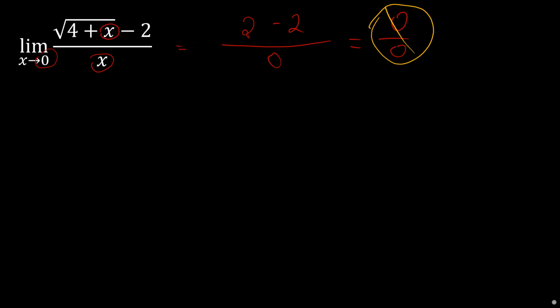So to put in very simple terms, we want to put the limit as x approaches 0 of the square root of 4 plus x. Whoa, get rid of that. This thing will let me erase.